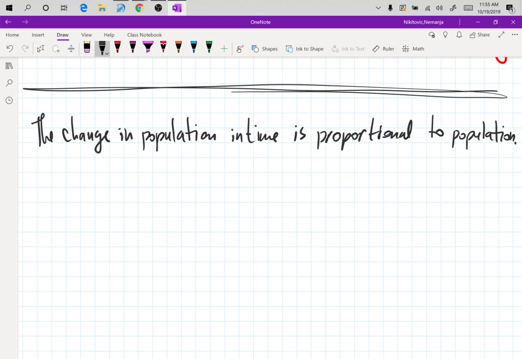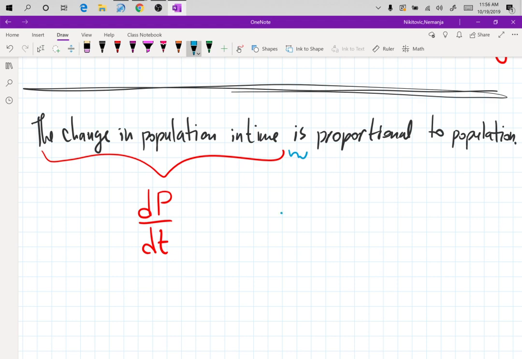Now, so the change of population in time is proportional to population. And I would like to translate this now to mathematical language. So how do we translate the change of population in time? dp over dt. The change of population in time is denoted as the derivative, right? And then the word is equal.